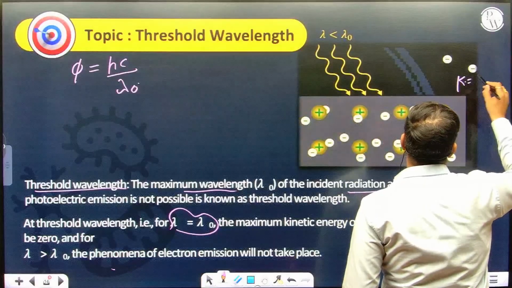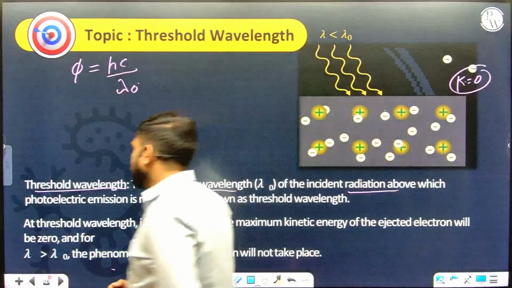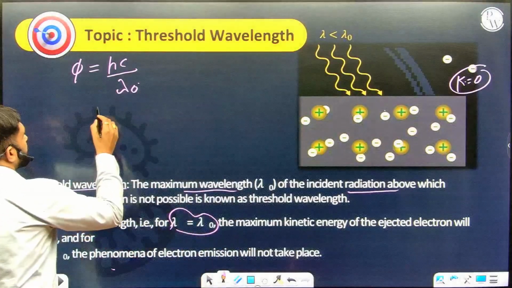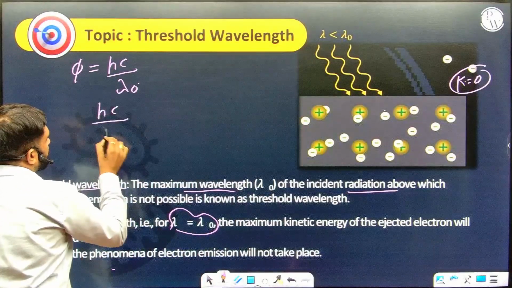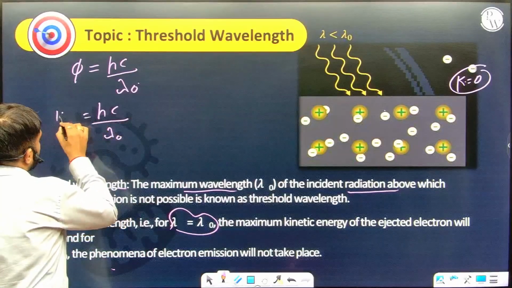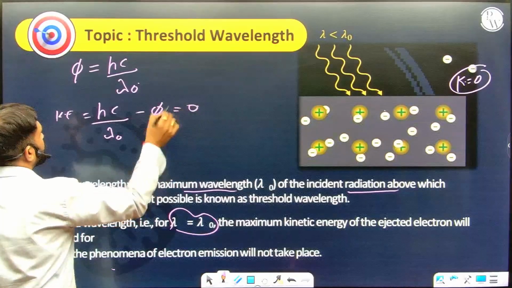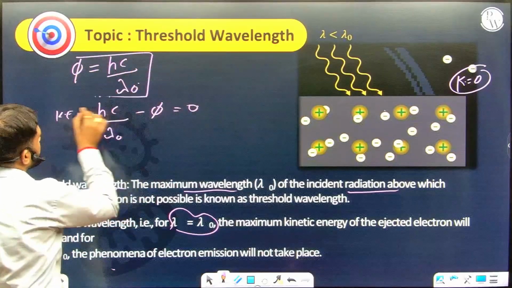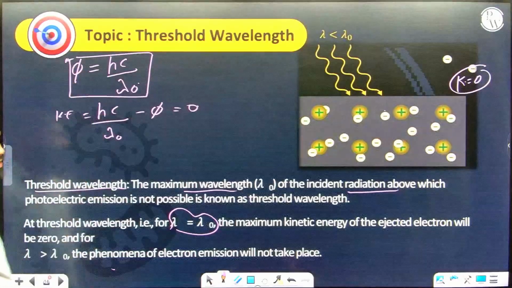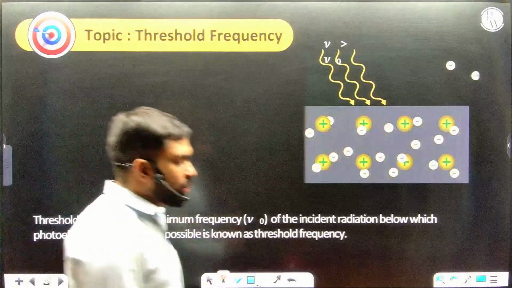There won't be any kinetic energy left because all the energy is utilized by the work function. So Einstein's photoelectric equation becomes hc by lambda naught, the supplied wavelength, minus the work function equals K max, and K max will be 0. So we get the work function as hc by lambda naught. Same way, we can define the threshold frequency.